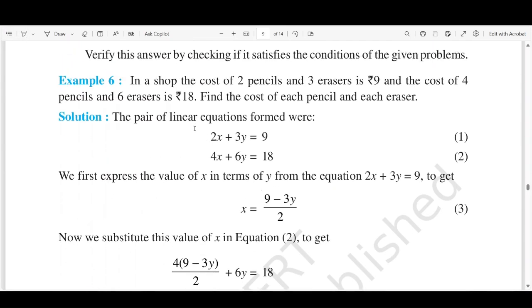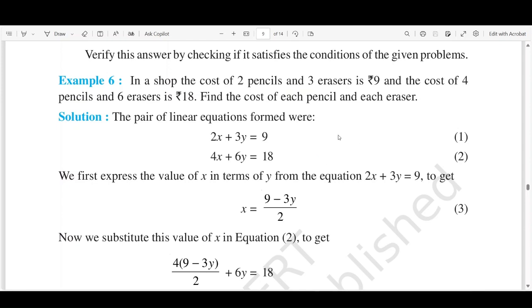Next, moving on to example 6. In a shop, the cost of 2 pencils and 3 erasers is 9 rupees and the cost of 4 pencils and 6 erasers is 18 rupees. Find the cost of each pencil and each eraser. A similar problem we discussed in the previous section using the graphical method. Now we are going to solve this problem using the algebraic method.